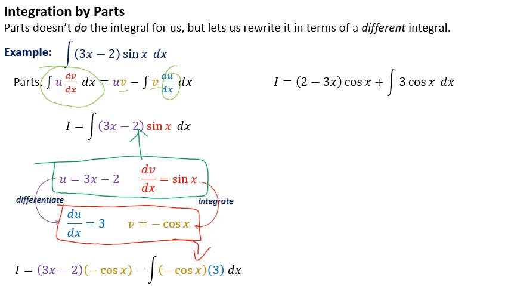And now, as you can see, the integral we're dealing with is simple enough to do directly. We can say the integral of cos x is sine x, so the integral of 3 cos x is 3 sine x. And we're done. Don't forget the plus c at the end.